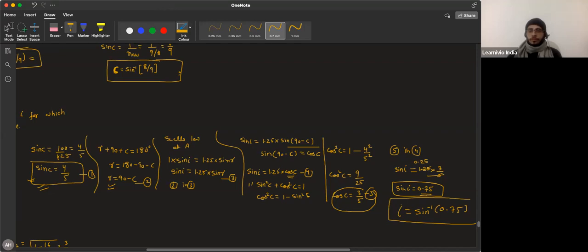So that is 100 by 125, so it's 1 by 1.25. I just remove this decimal and put two zeros. So it's 4 by 5.